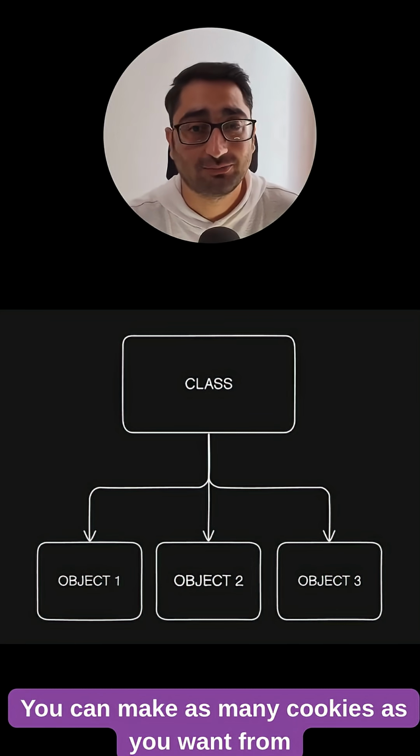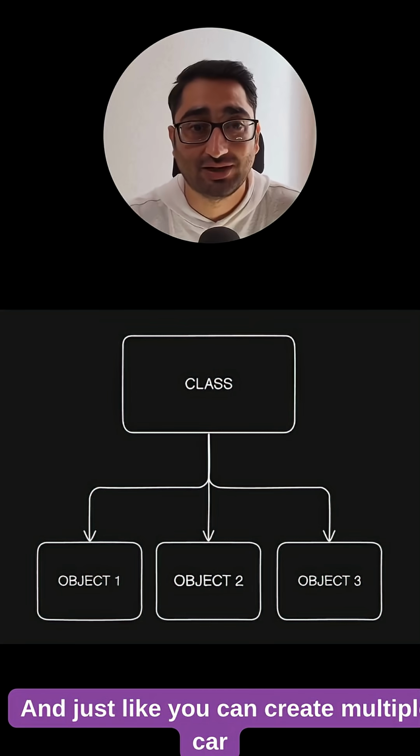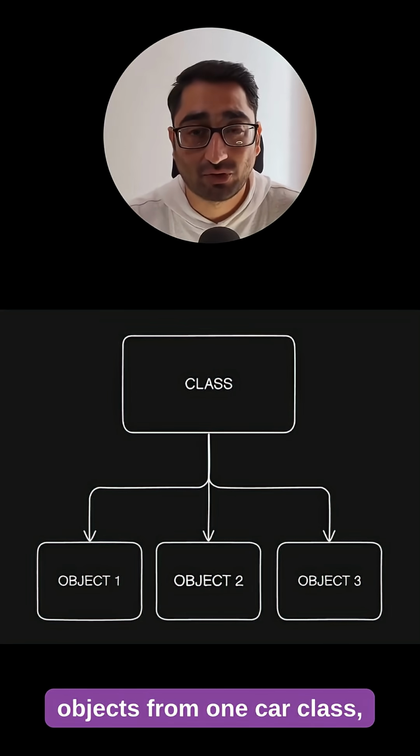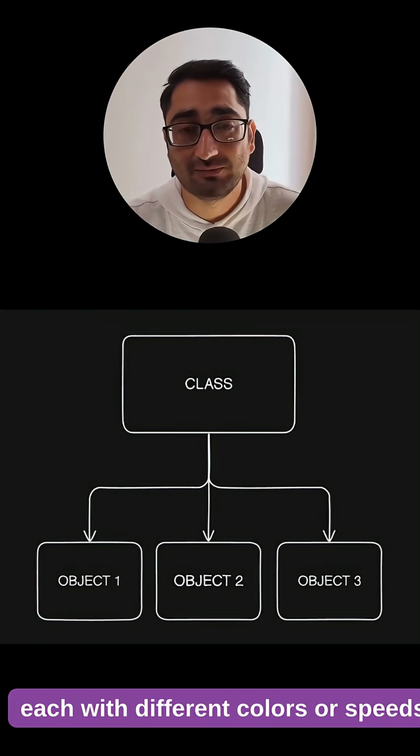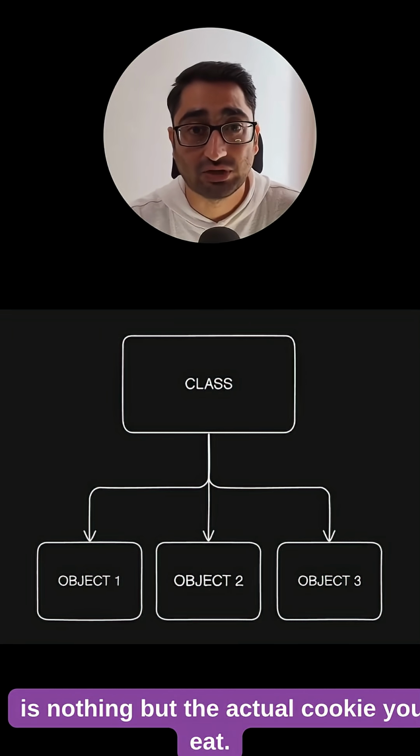You can make as many cookies as you want from one mold, just like you can create multiple car objects from one Car class, each with different colors or speeds. So class is nothing but a mold, and object is nothing but the actual cookie you eat.